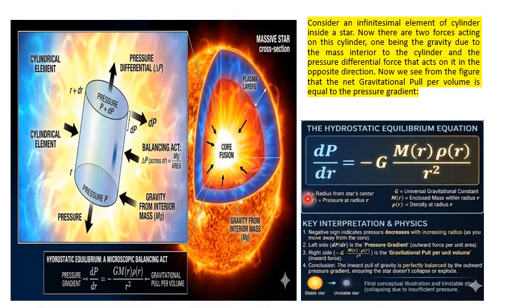The outward pressure gradient perfectly balances the inward gravitational pull of the star's core, ensuring that the star doesn't collapse or explode. If this equation is violated, it will lead to an unstable star which is prone to explosion or collapse. So I hope you understood this slide.